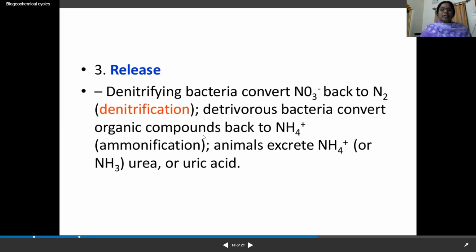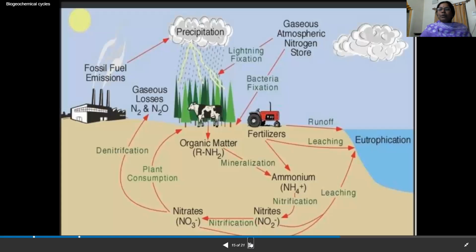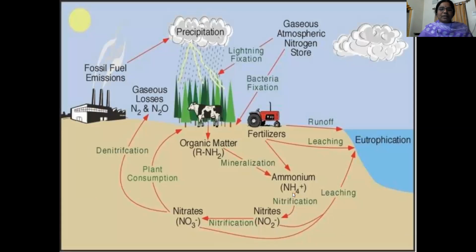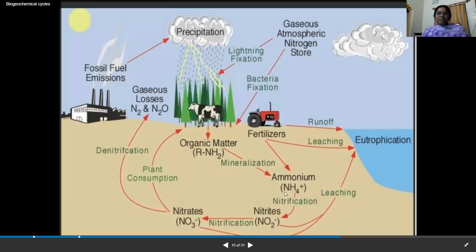Detritivorous bacteria convert organic compounds back to ammonium, NH4+. Animals excrete ammonium or NH3 in the form of urea or uric acid, which again goes into the Earth's crust. It remains in the ground state, or retains the nutrients at ground level. So this is the flow chart or diagram of the nitrogen cycle.